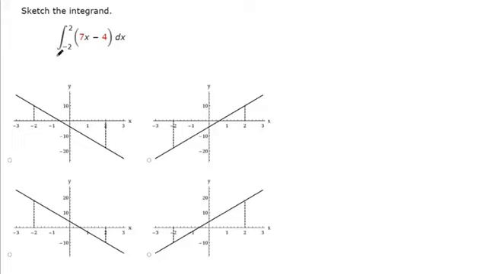So we're supposed to sketch the integrand. This is 7x minus 4. That's a function that's in the form of y equals mx plus b. So it's a straight line function. The y-intercept is negative 4. Starts down here.